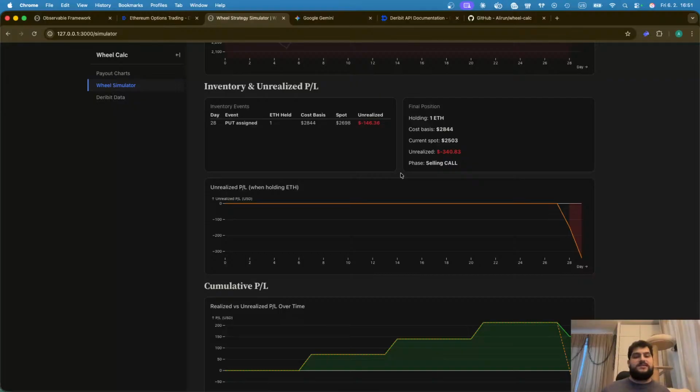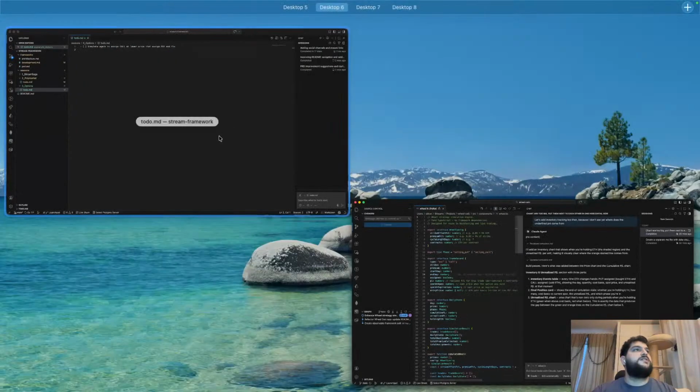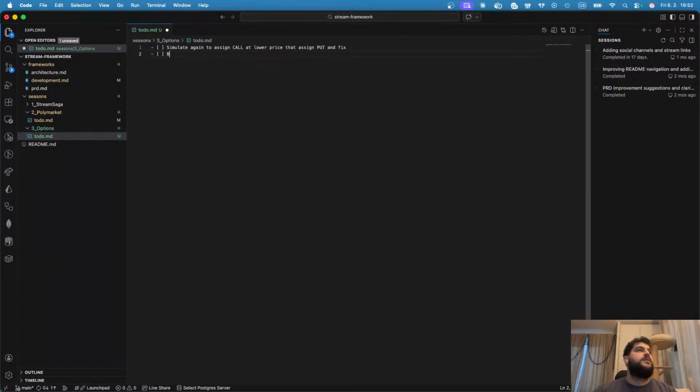We are gonna backtest as well, so let's also write this down: backtest on real prices. Also change strategy to not use multipliers for strikes and premiums.